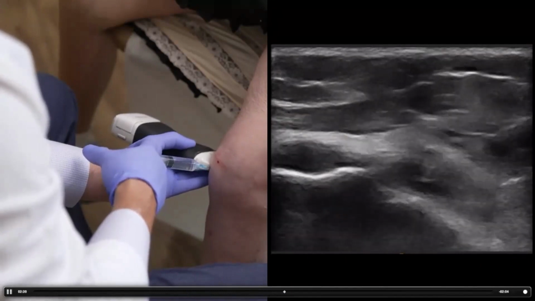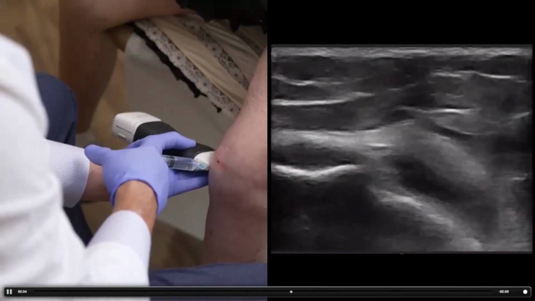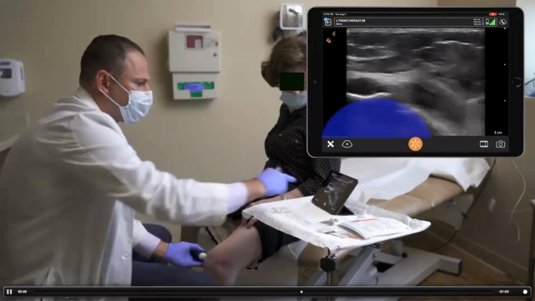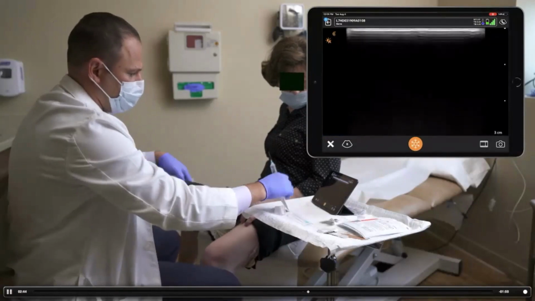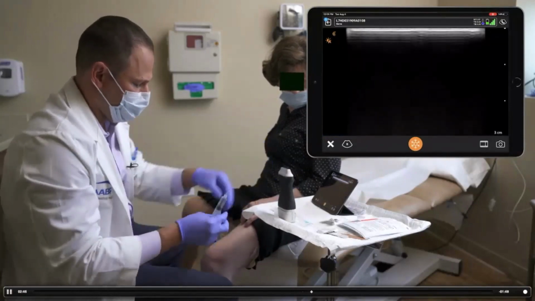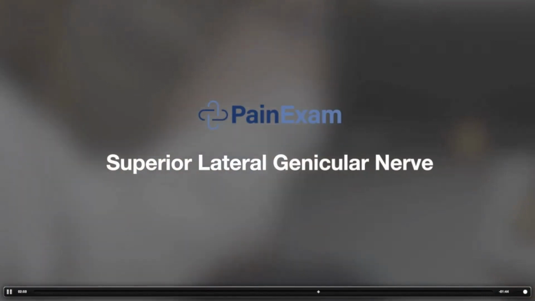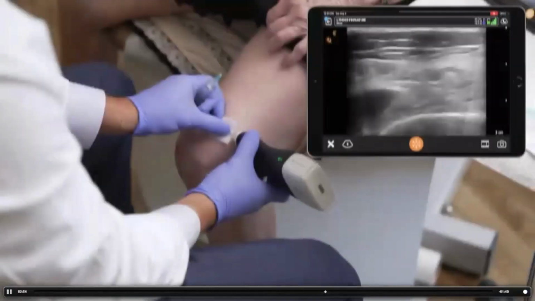Injecting another 1 to 2 mLs around the genicular nerve in the inferior medial position. The bone over here is the tibia. Now we're going to scan for the lateral branch, which also runs with a blood vessel.